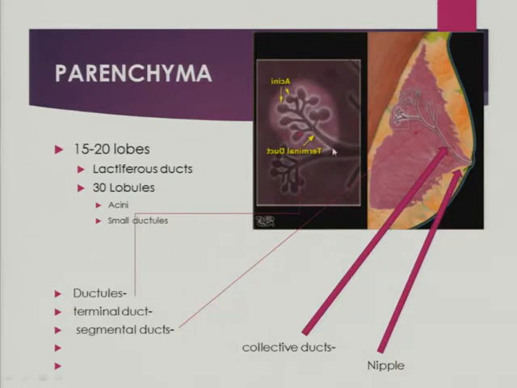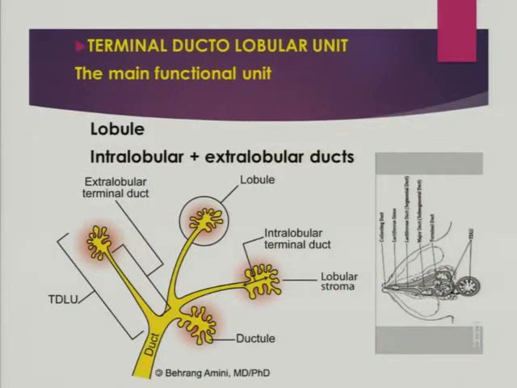terminal ducts here. All these go down to segmental ducts, and then they form the collecting ducts that take the milk out through the nipple, and the nipple has 10 to 15 orifices bringing the milk out.